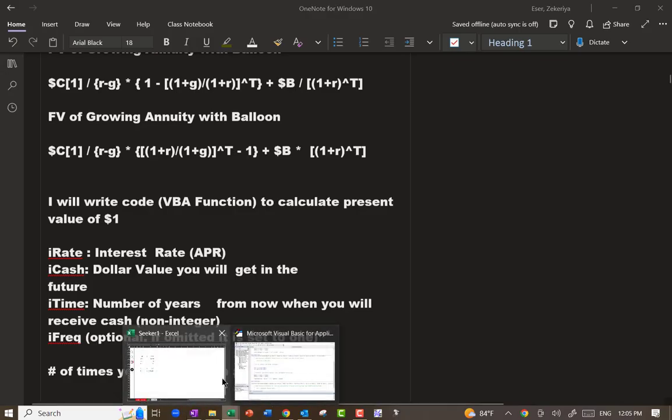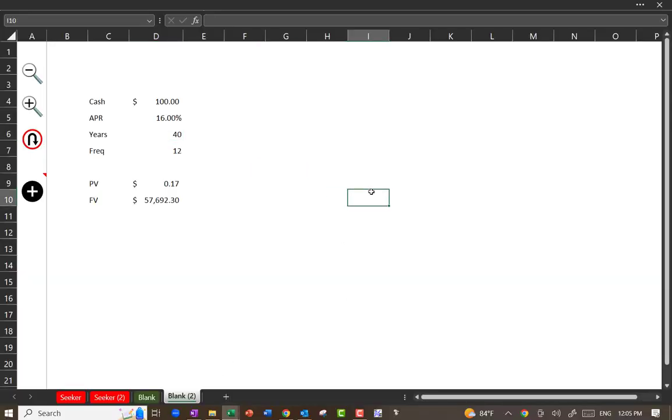But so I'm going to take 1 plus that growth rate, and I'm going to raise it to the power 12 minus 1. Okay, that's annual growth.